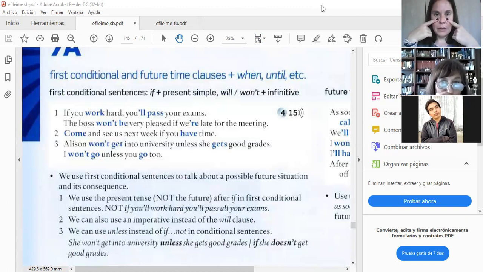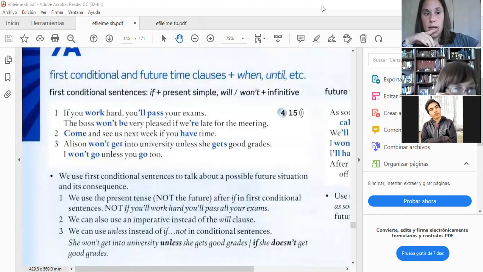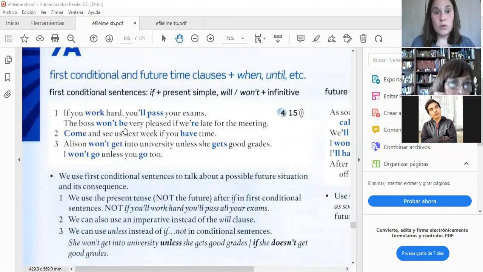Fíjense lo que pasa. Vieron que normalmente empezamos, si se fijan en el ejemplo número 1, tenemos la parte del if al principio y el will en la segunda parte. ¿La ven? En el ejemplo de abajo tenemos el will en la primera parte y el presente simple en la segunda parte. ¿Ok? ¿Eso lo pueden ver ahí? Yes. En la segunda tenemos el if en la segunda parte y en la primera parte tenemos un verbo en imperativo. Por lo tanto, cuando hay un verbo en imperativo no es necesario poner el futuro.